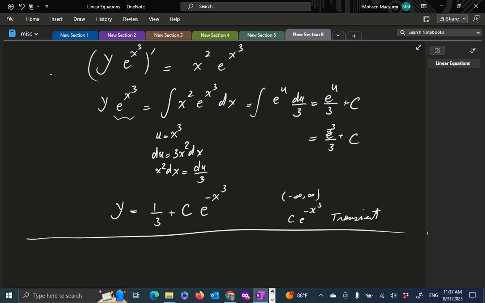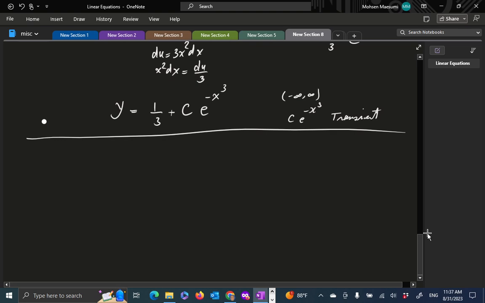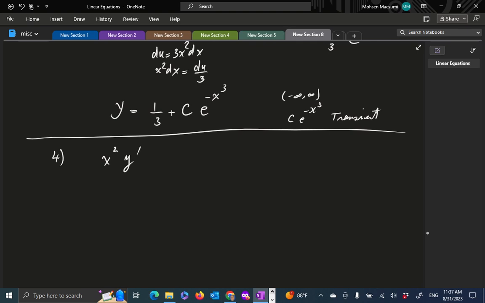Okay, in all of these problems, we had an interval that was all over the place, and that wasn't all that exciting. So we are going to go ahead and up the ante and take a look at problems with a bit more of a twist to it. So example 4 that I listed there was x squared y prime plus xy is equal to 3.